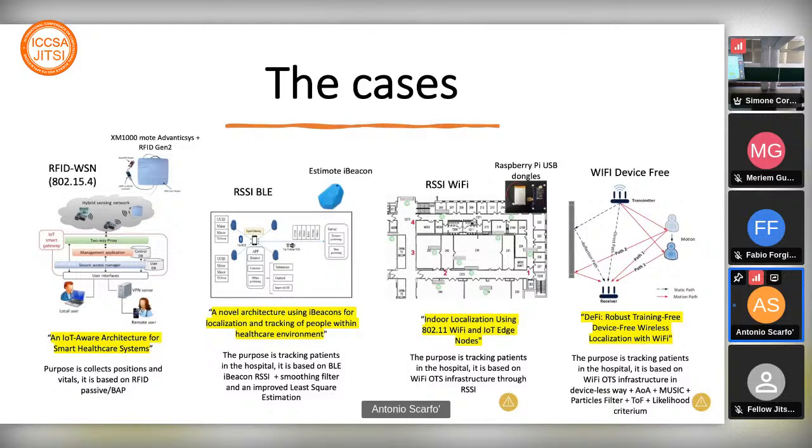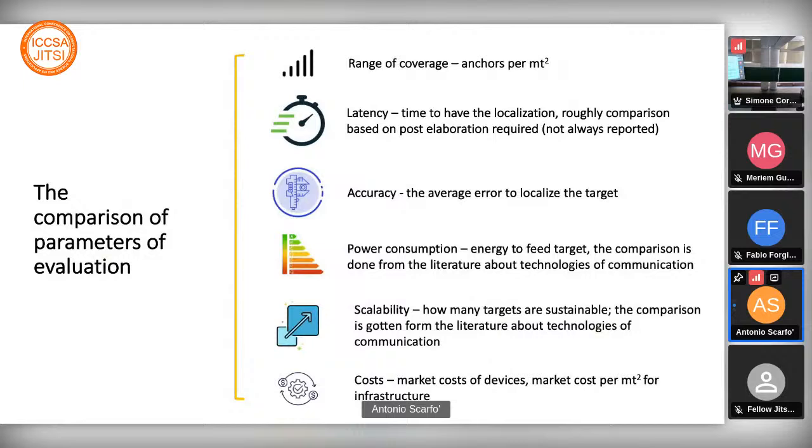That means that the target has no device with him. These four cases are compared in reference with the parameters I listed before, and again there is a summary in this slide. Range of coverage is calculated in anchors, so infrastructure devices per square meter. The latency is the time that is needed to have the localization. This is a rough comparison based on post-elaboration requirements. There is not a clearly estimable time in this case, but we know about the post-elaboration requirements of the architecture.